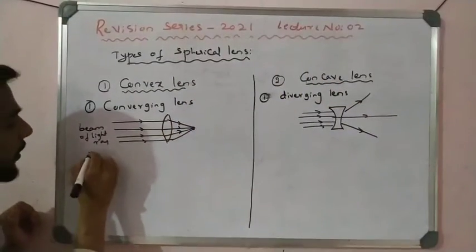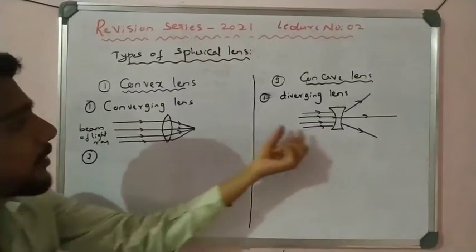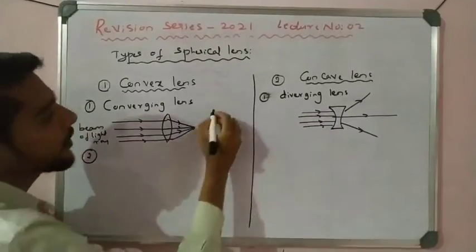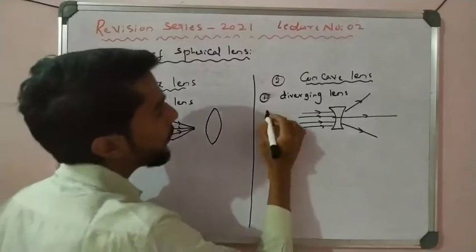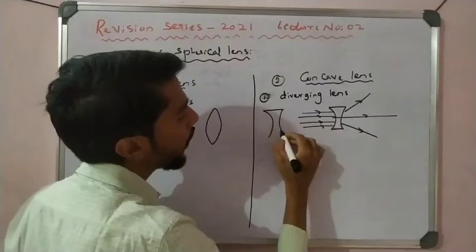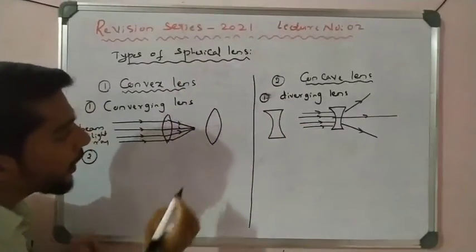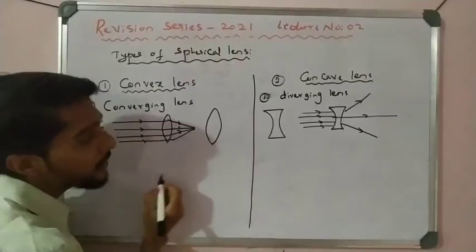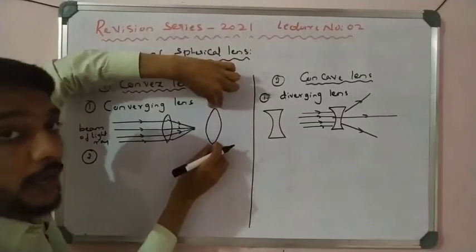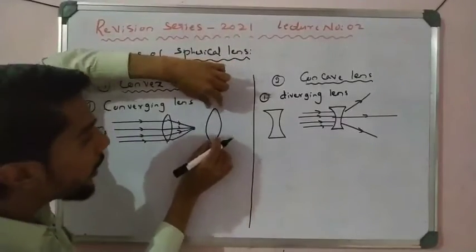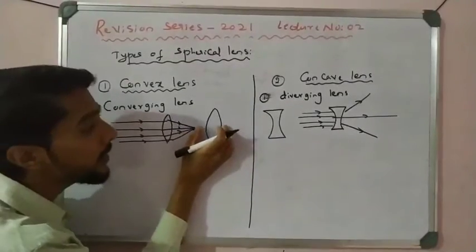So let us see the second point here. Now I write a definition and put a diagram here. This is a convex lens, and this is a concave lens. Now observe the diagram and define it. If you observe the convex lens, at the edge it is sharp and thin, but at the center or middle point it is thicker, right?